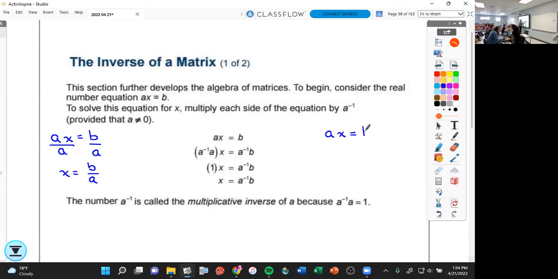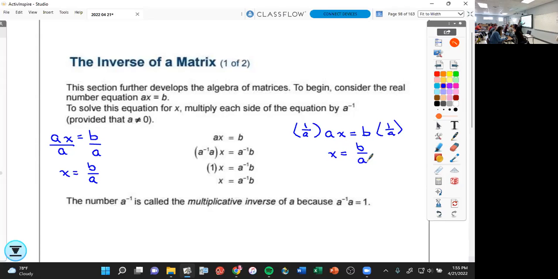AX equals B. Dividing by A is the same thing as multiplying both sides by 1 over A. Y'all agree? And if I do that, the A's cancel and I get X equals B over A. Right? Okay. The other way to do it is right there in the middle. If I have AX equals B, I can multiply both sides by A to the minus 1 power.